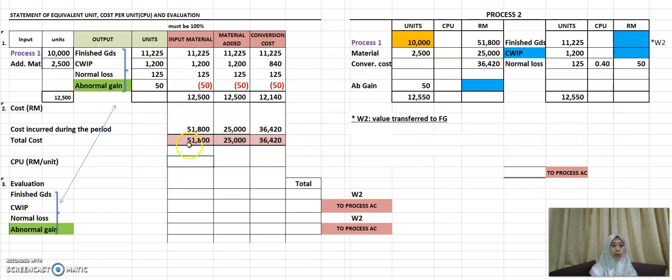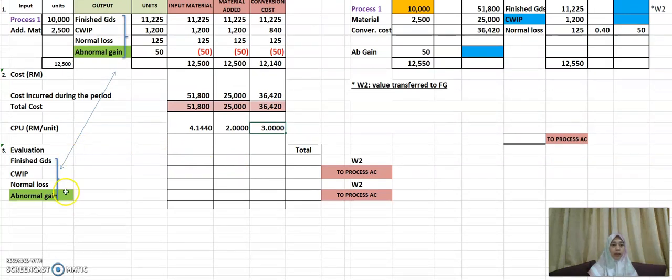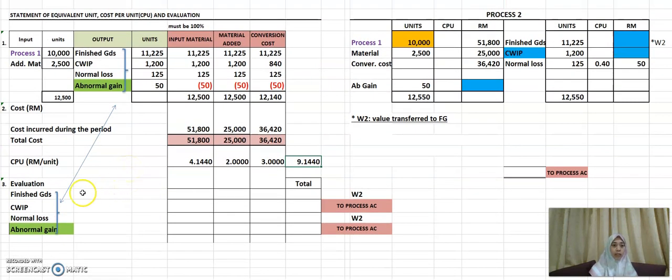So the CPU will be, for example, for input material, 51,800 divided by 12,500. So that gives you 4.144. You can take up to 4 decimal places, to avoid any rounding error differences. The third part of the statement, you can total that up. So that gives you 9.144 ringgit, the total of the CPU.